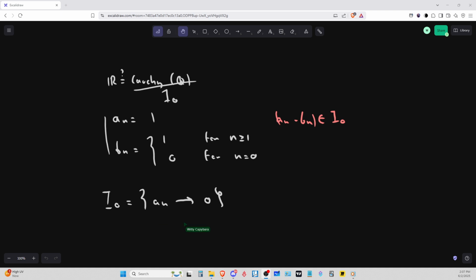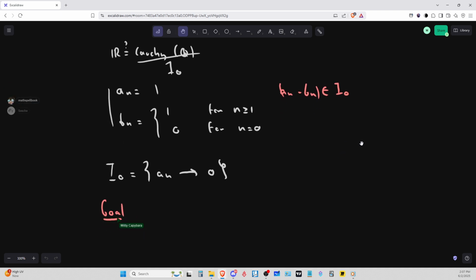So an ideal is a certain type of subset of a ring that has special properties. The reason why we care about ideals is that we're able to take quotients, where we can identify elements.